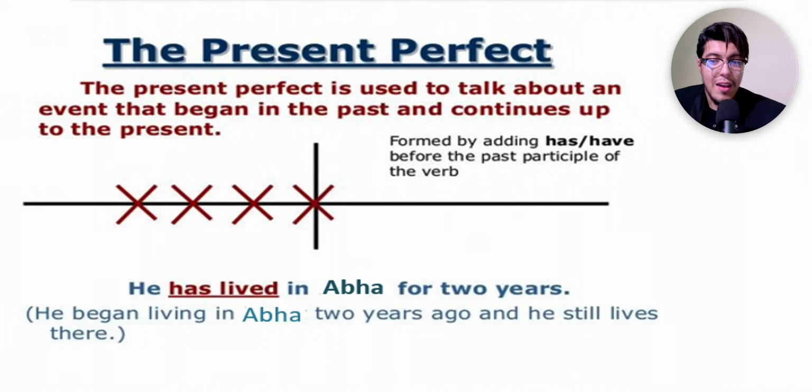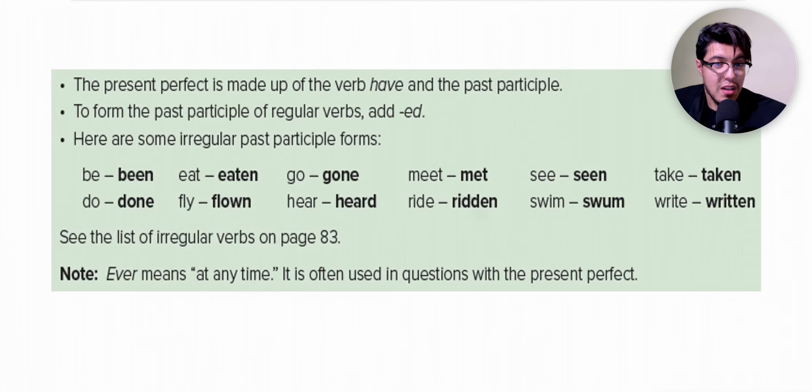For example, he has lived in Abha for 2 years. Has lived is the present perfect of the verb live. He began living in Abha 2 years ago and he still lives there. That's the right meaning of the present perfect.